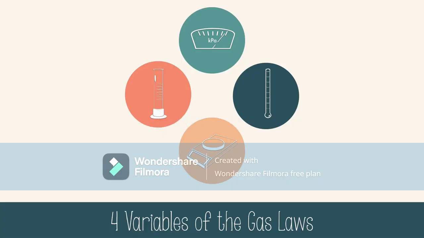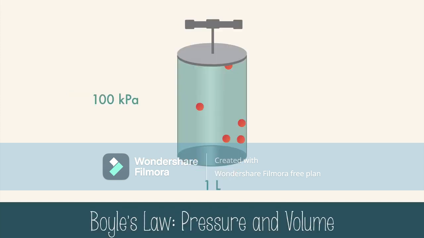There are 4 variables that are manipulated in the different gas laws: pressure, temperature, volume, and moles. To see how one variable affects another, we have to hold the other 2 variables constant when we test them. First, we'll look at the relationship between pressure and volume. We'll hold moles and temperature constant by using a sealed container and a consistent temperature.